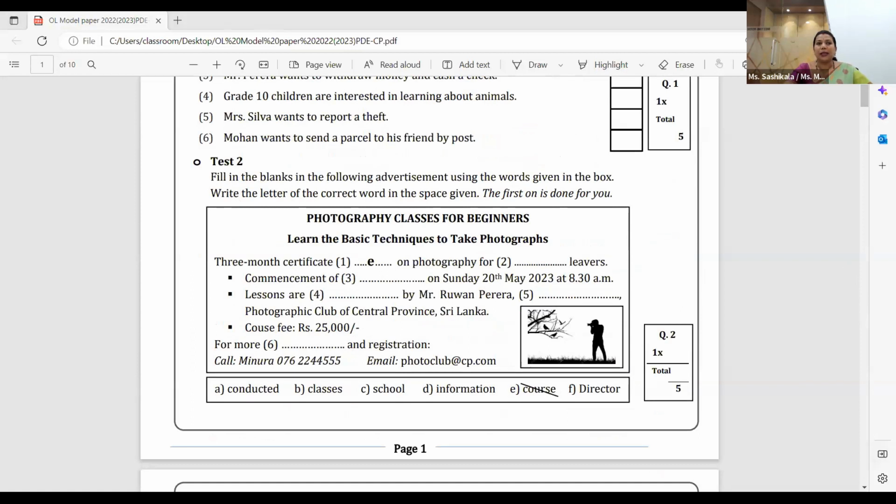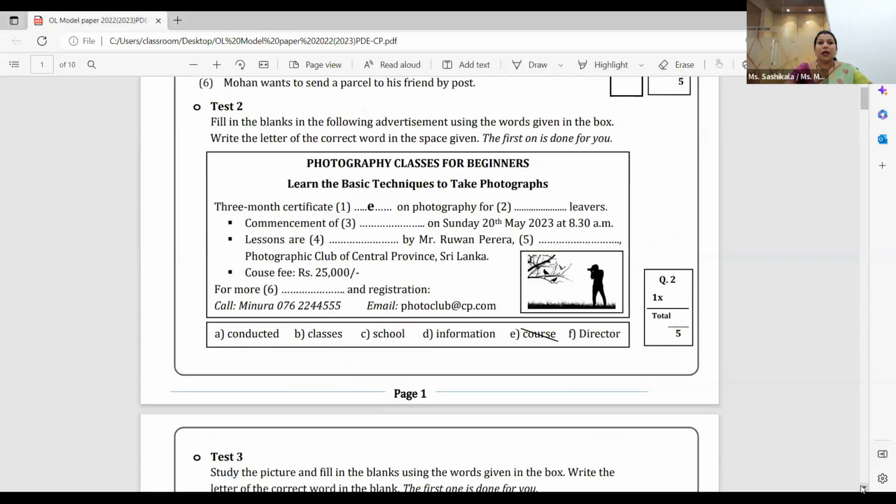Question number 2 is, they have given a notice and you have to fill in the blanks. Once again, we have to read the question and find the keywords. Okay, test 2, fill in the blanks. So that is where you have to underline or get the keywords. Fill in the blanks in the following advertisement using the words given in the box.